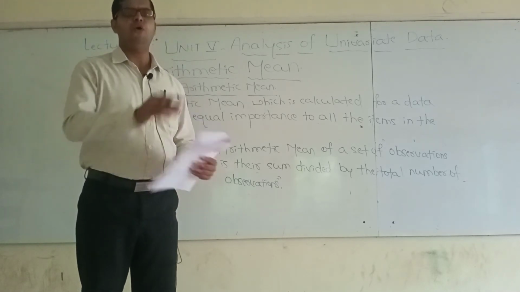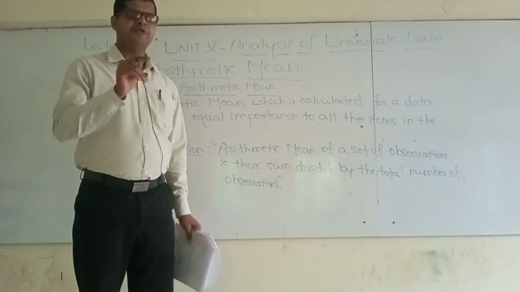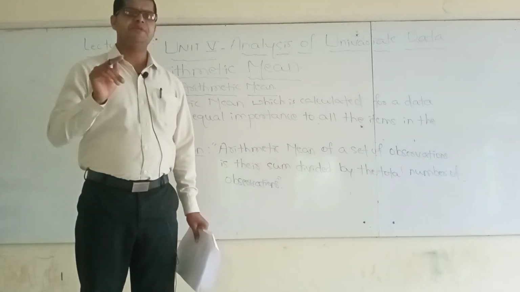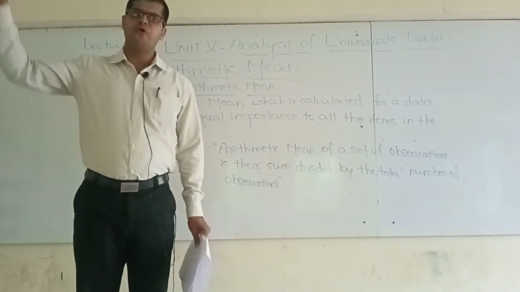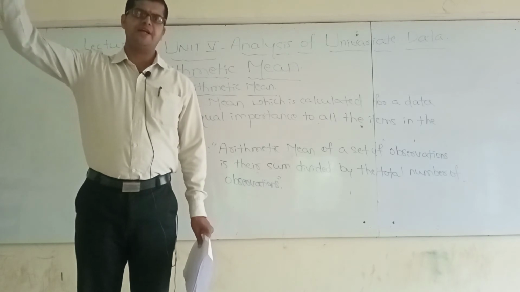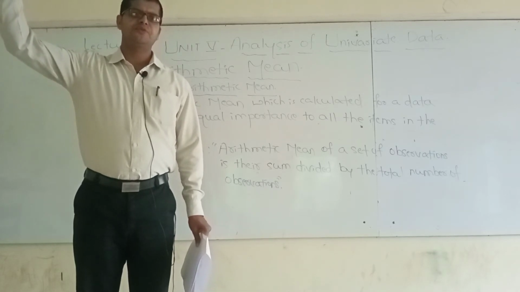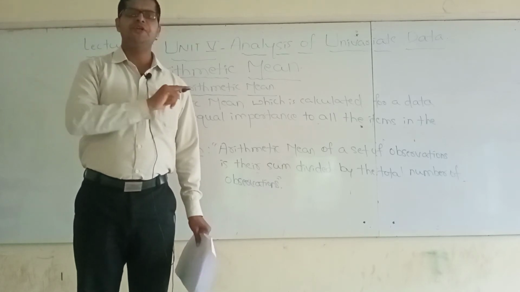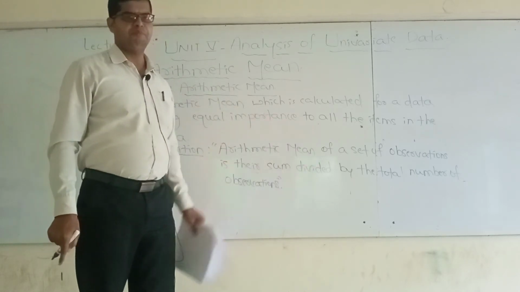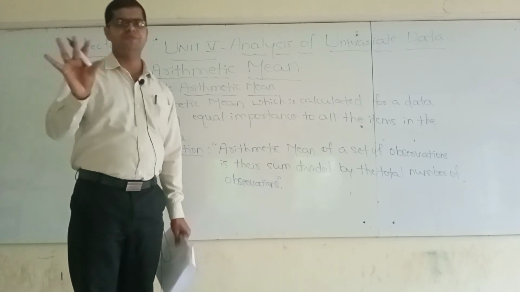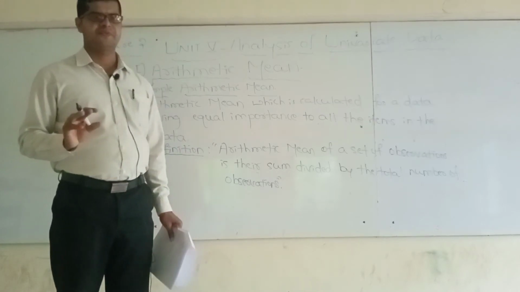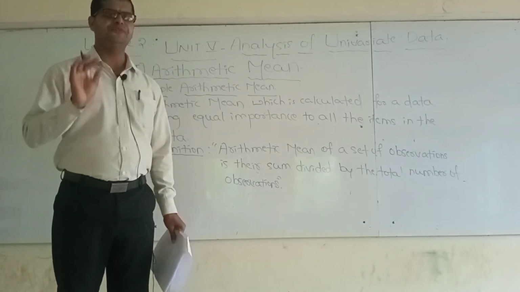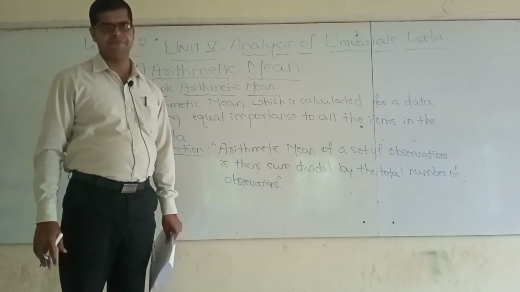So sum of all the observations, 50 plus 60 plus 70 plus 80 and so on till the 100th student's marks, roll number 100, divided by the total number of observations, 100. So this is the definition where we are getting the arithmetic mean.